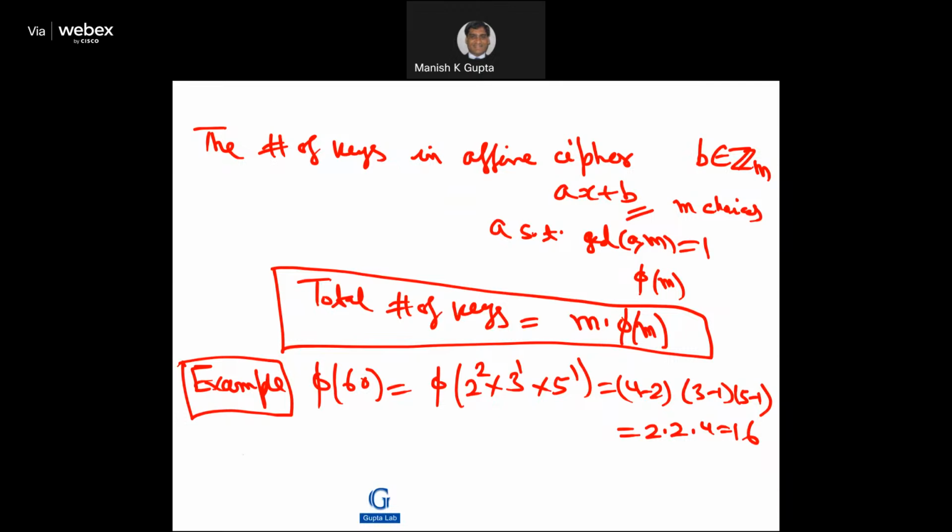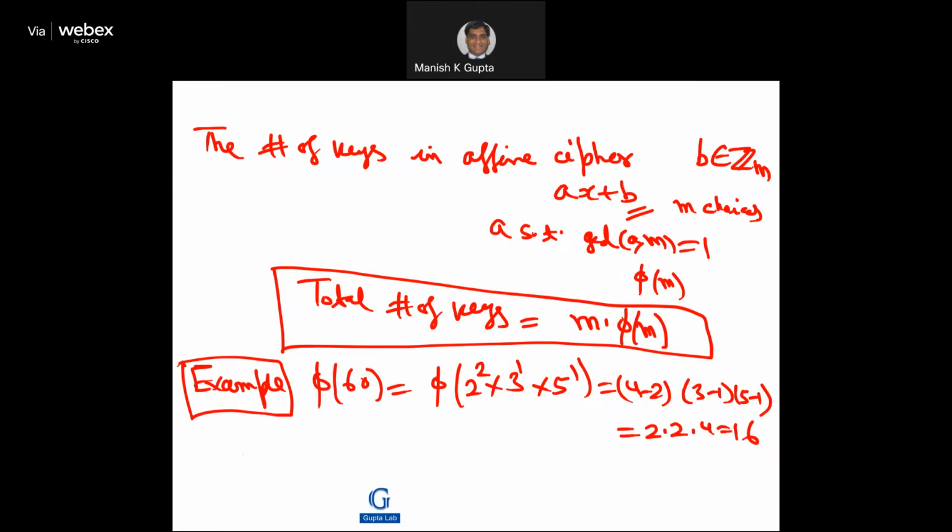Again, as an example, what will be phi of 60? It is a product of prime powers, 2 squared times 3 times 5. Phi of 2 squared from that formula is 2 squared minus 2, times phi of 3, which is 3 minus 1, and phi of 5 is 5 minus 1, because 3 and 5 are prime numbers. So phi of p is equal to p minus 1. Using that formula, you can compute it. I hope it is correct. So 2 times 2 times 4. So you can compute it; it's a simple formula.